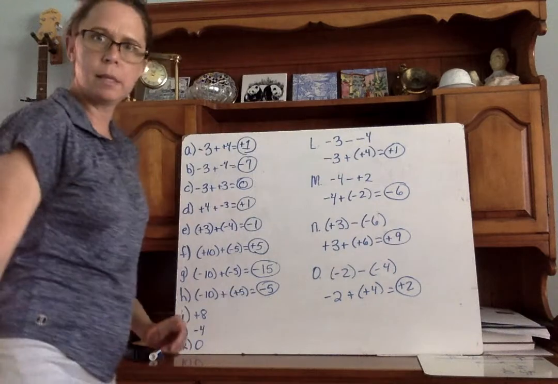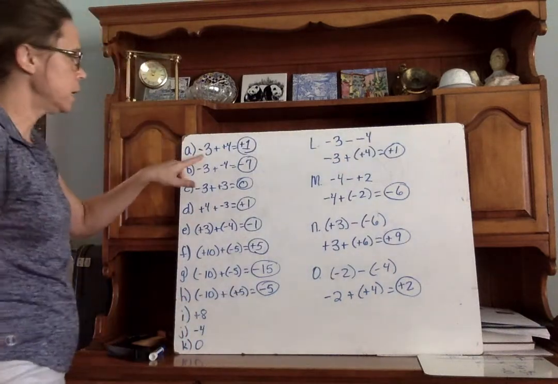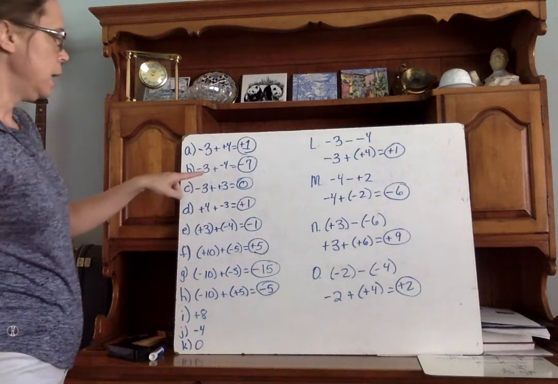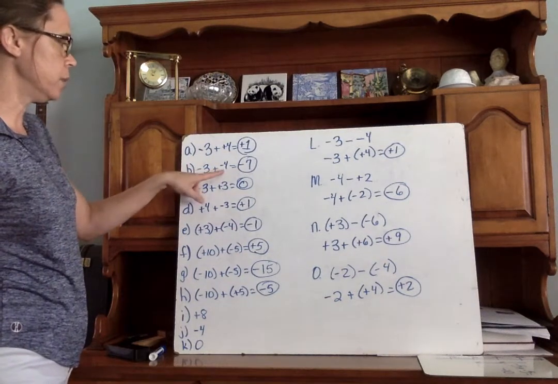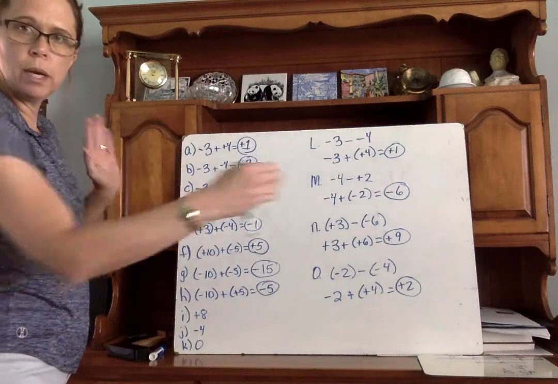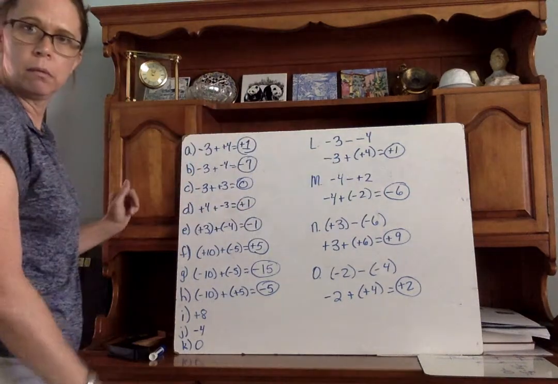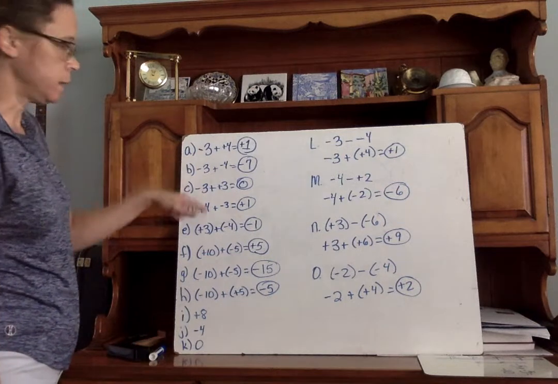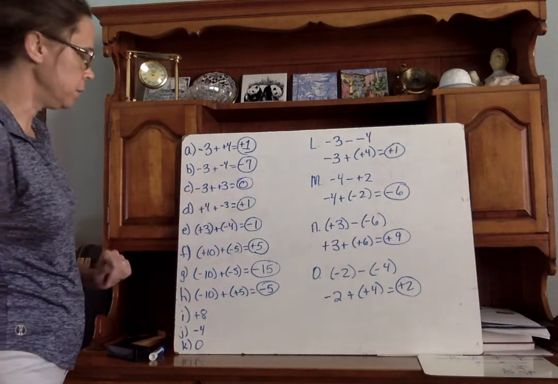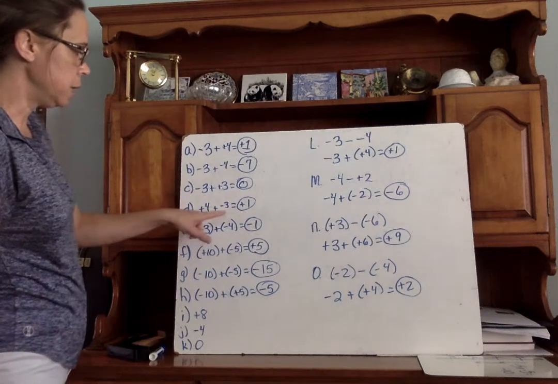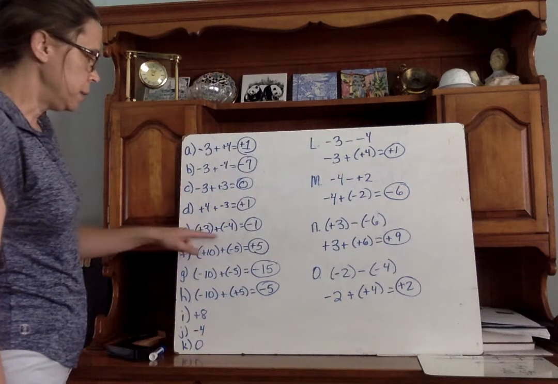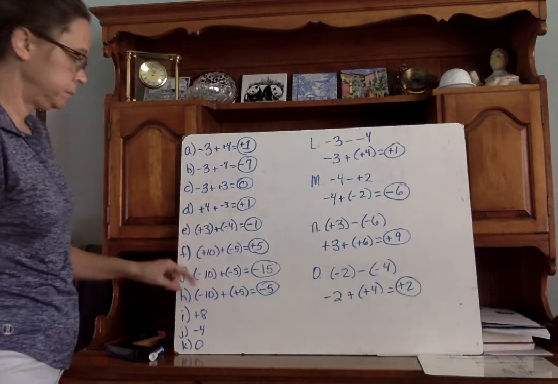Okay, practice set. A, we had negative 3 plus a positive 4. That gave us positive 1. Negative 3 plus a negative 4 gives us negative 7. Guys, if you need a number line, go ahead and draw it and then just keep reusing it, okay, to work out these different ones. Negative 3 plus a positive 3 gives us 0. Positive 4 plus a negative 3 gives us positive 1. Positive 3 plus a negative 4 gives us negative 1.